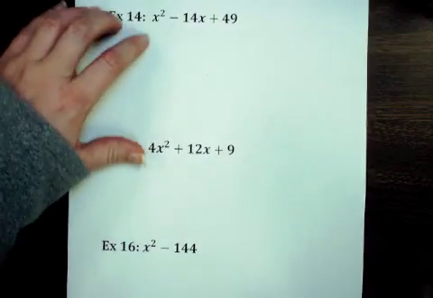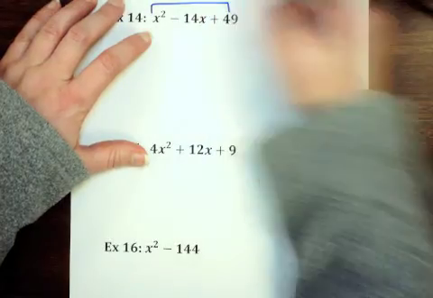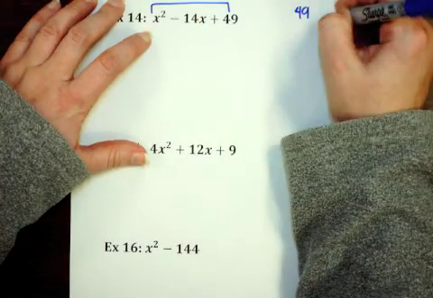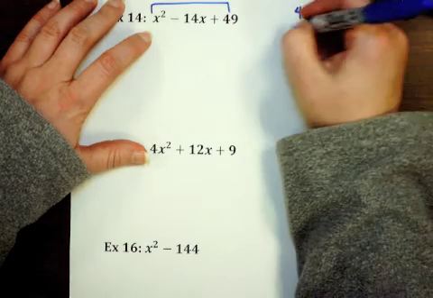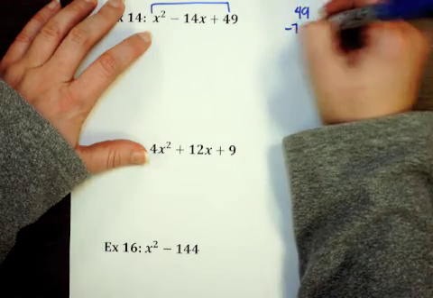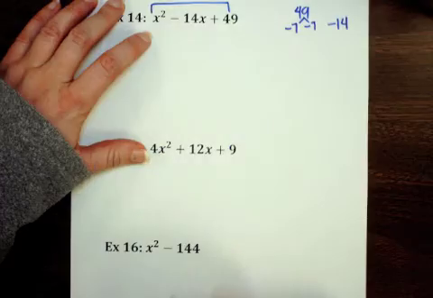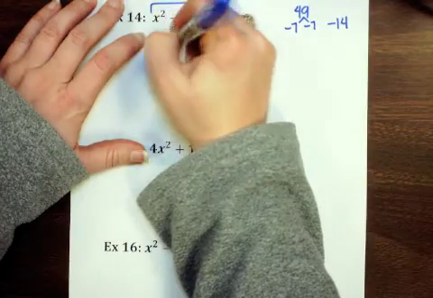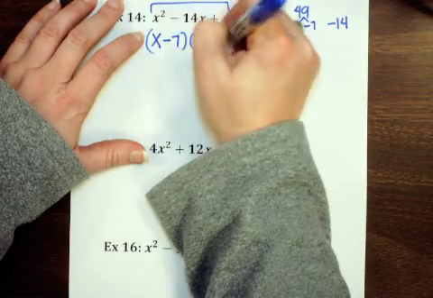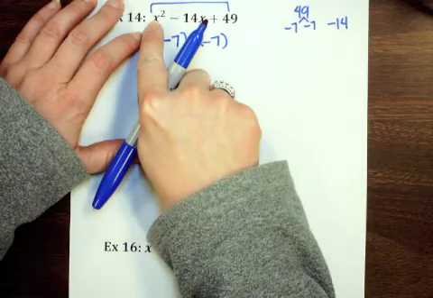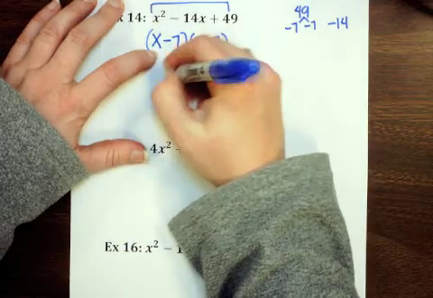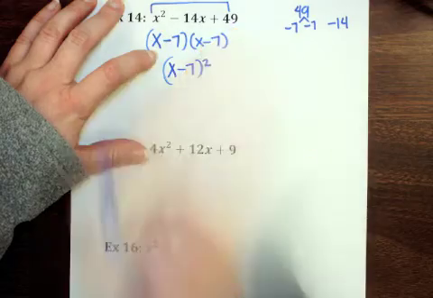Okay, number 14. What multiplies to give you 49, but adds to give you negative 14? I know that is negative 7 and negative 7. So I get x minus 7, x minus 7. There's no coefficient to divide out, so I'm done. Just put it as a square.